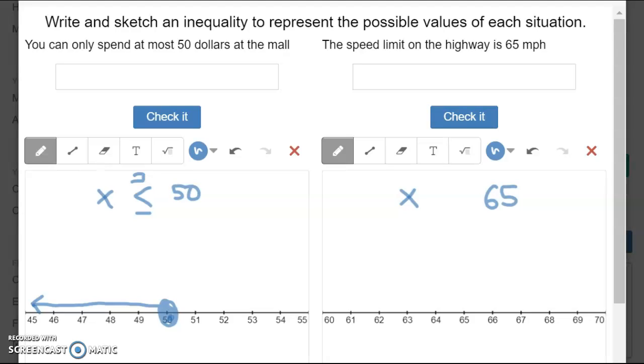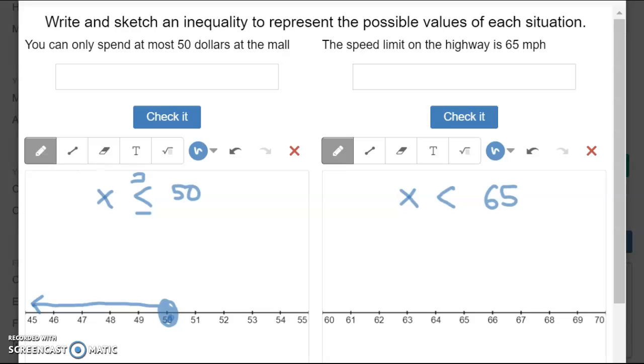Okay, what about this? The speed limit on the highway is 65 miles per hour. That means, can I go at 70 miles? No, I shouldn't. I'll get a ticket. Can I go at 60 miles? Yes. So that means whatever speed I go, it needs to be less than 65.